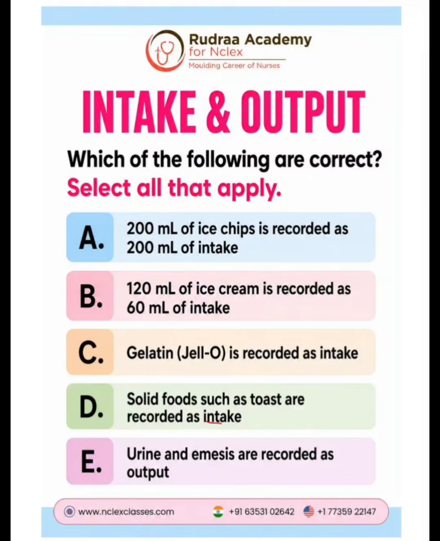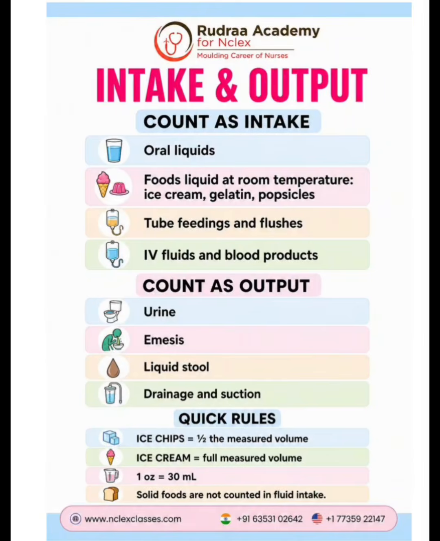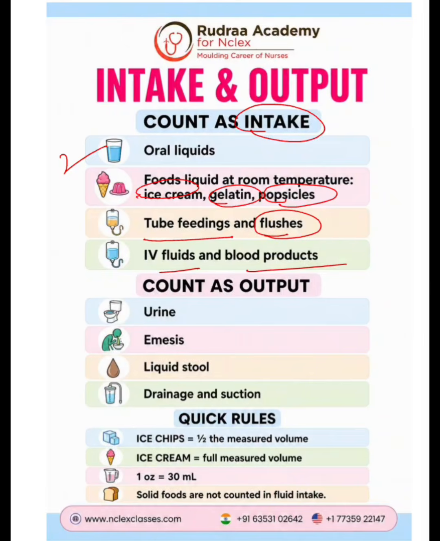Now pause the video and think about the answers. Let's talk about intake and output here. What all things are considered as intake? Any oral liquid, any food that is liquid at room temperature like ice cream, gelatin, popsicles, tube feeding and any flushes that you have used, IV fluid and blood product. What all things are considered as output? Urine, emesis, liquid stool, drainage and suction.